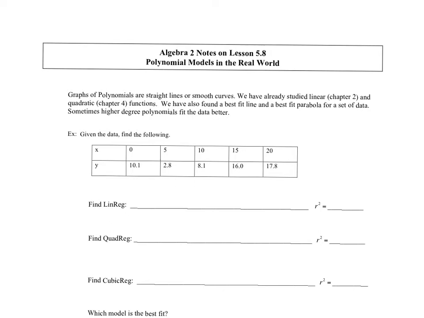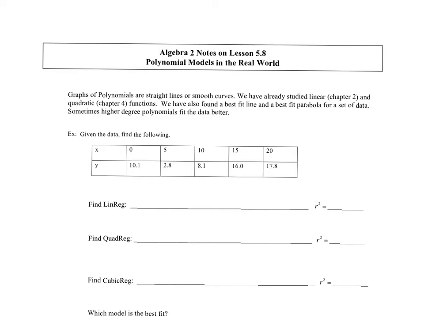Well, this first part says graphs of polynomials are straight lines or smooth curves. We did linear, straight lines, in chapter 2, right? We did quadratic, that was the curves in chapter 4. And we did the line of best fit, all that for a set of data. But sometimes there will be higher degree polynomials, x to the 5th or x to the 4th or x to the 3rd, that make a better fit for the data that we have, okay?